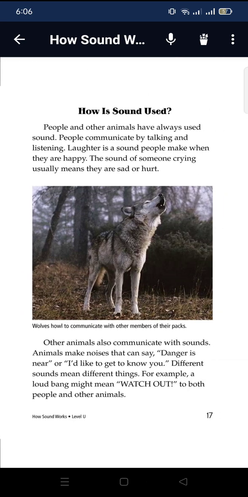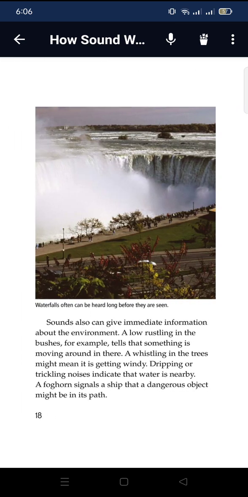How is sound used? People and other animals have always used sounds. People communicate by talking and listening. Laughter is a sound people make when they are happy. The sound of someone crying usually means they are sad or hurt. Other animals also communicate with sounds. Animals make noises that can say danger is near, or I'd like to get to know you. Different sounds mean different things. For example, a loud bang means watch out to both people and other animals.